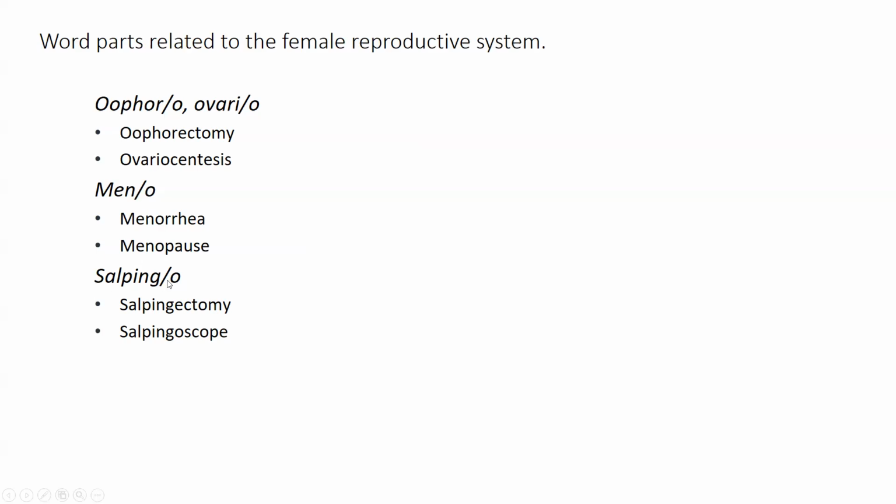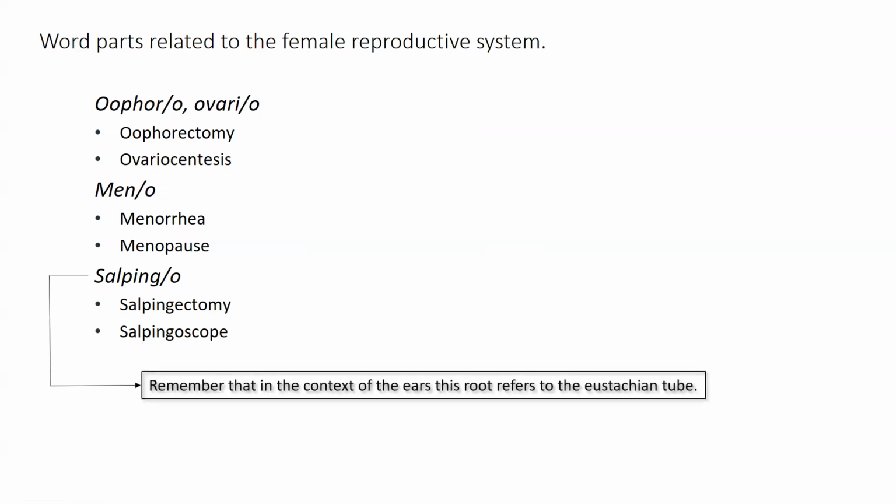Salpingo. Salpingo refers to the fallopian tubes in this context. So a salpingectomy would be removal of the fallopian tubes in this context. A salpingoscope would be used to look at the fallopian tubes. In the context of the ears, remember, salpingo refers to the eustachian tubes.